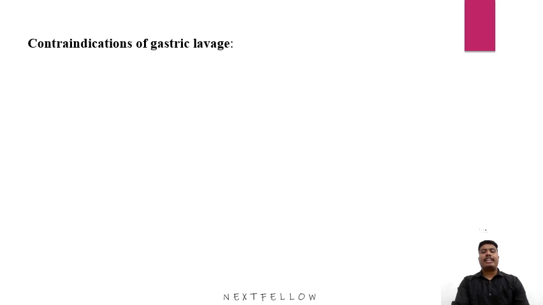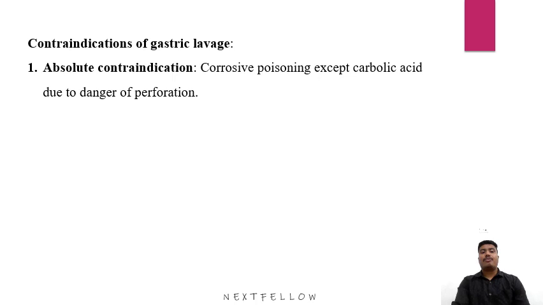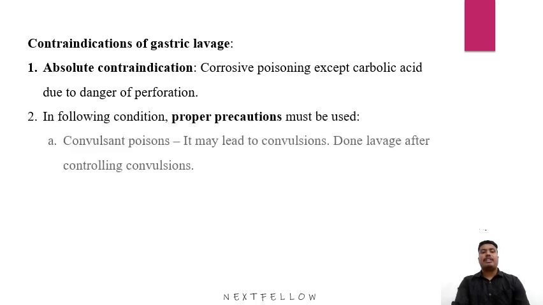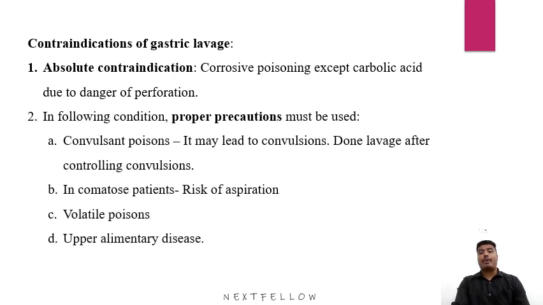Now what are the contraindications of gastric lavage? So gastric lavage should not be used in these cases. First is the absolute contraindication. Corrosive poisoning except carbolic acid due to danger of perforation. It should not be used in corrosive poisoning because there is a danger of perforation, but can be used in carbolic acid. The second is, in the following conditions, proper precautions must be used, like in convulsant poisons. It may lead to convulsions. So the gastric lavage is done after convulsions are controlled. In comatose patient, there is a risk of aspiration, and it should not be used in volatile poisons and upper alimentary disease.